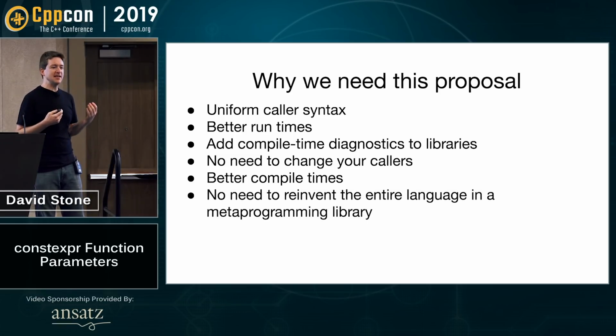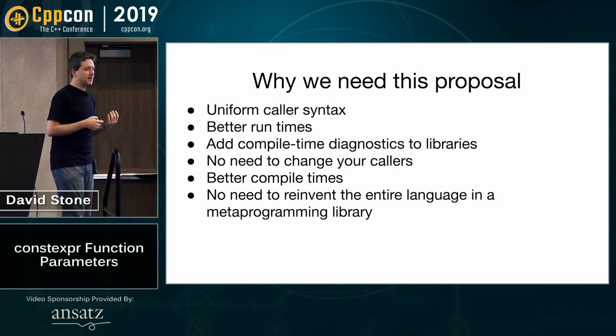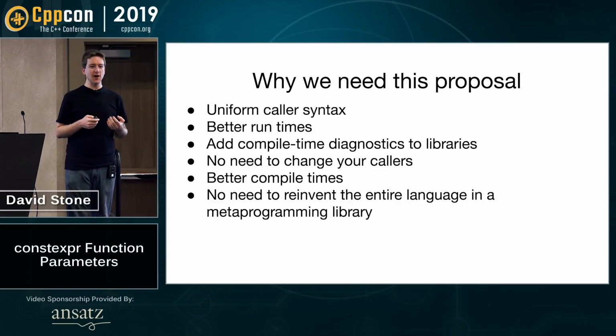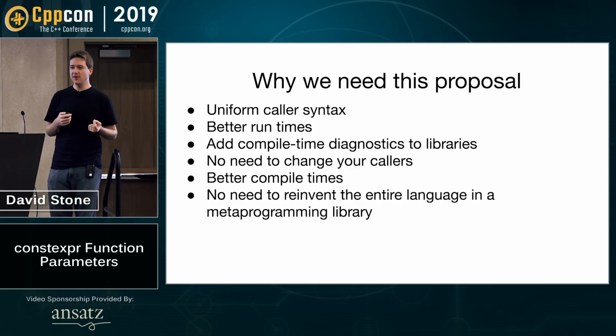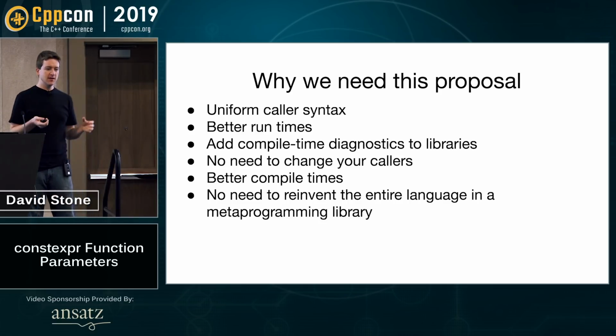You don't need to reinvent the entire language in a metaprogramming library. HANA has HANA for each. MPL has MPL for each. A lot of these libraries have their own pushback and sort and binary search. We have IOTA in the form of make index sequence. We have all of these algorithms by a slightly different name sometimes because we didn't realize it was the same algorithm, implemented at compile time and implemented at runtime.